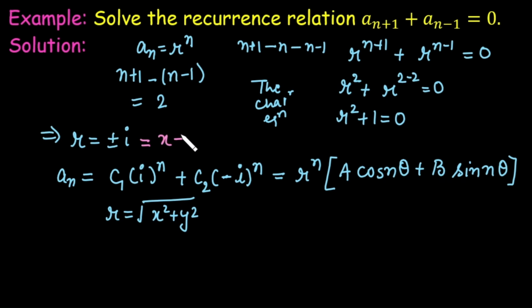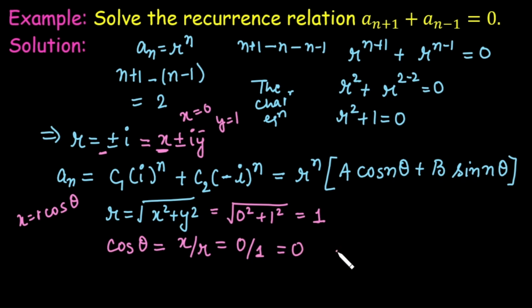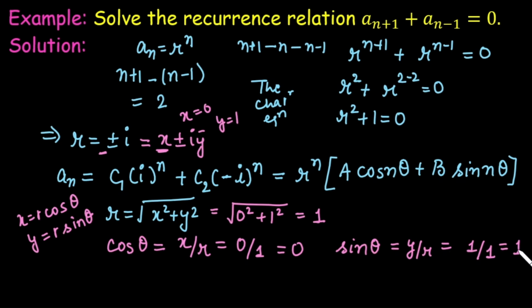If you compare this with x plus minus iota y, as per this one the value of x is 0 and the value of y is the coefficient of iota, that is 1. So we can write this is square root of 0^2 + 1^2, that is equal to 1. It means the value of r is 1. Now also we need to find the value of cos θ. Cos θ is evaluated from x = r cos θ. So value of cos θ is x by r. What is the value of x in this case? 0. r is 1, so that is equal to 0. Value of sin θ is evaluated from y = r sin θ, and sin θ is equal to y by r. And the value of y in this case is 1 and r is 1. So sin θ is equal to 1.